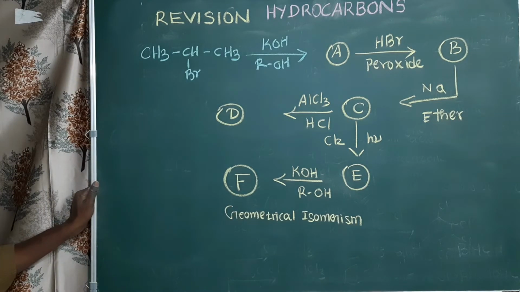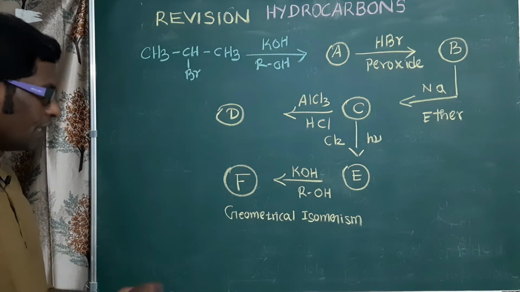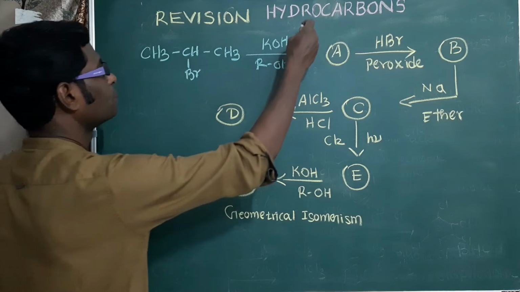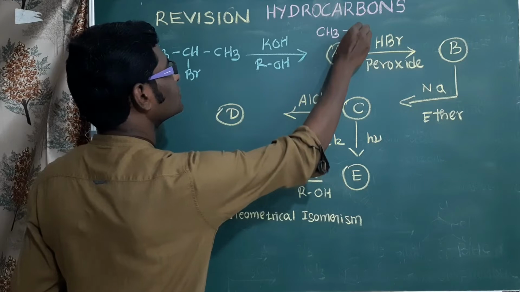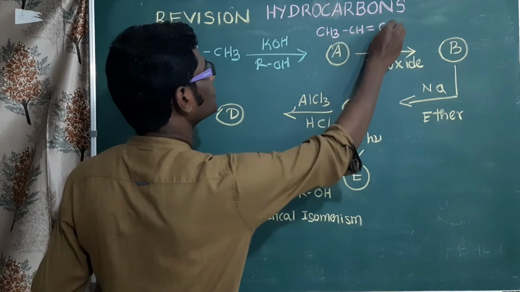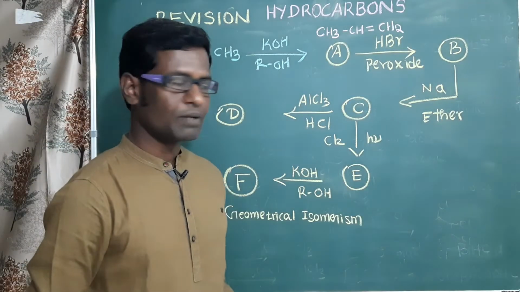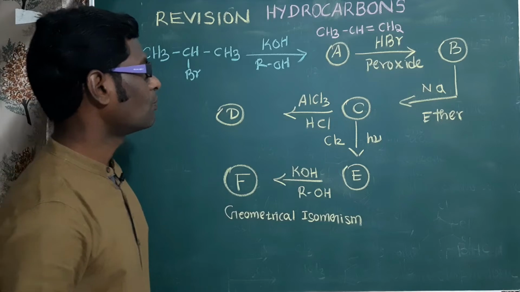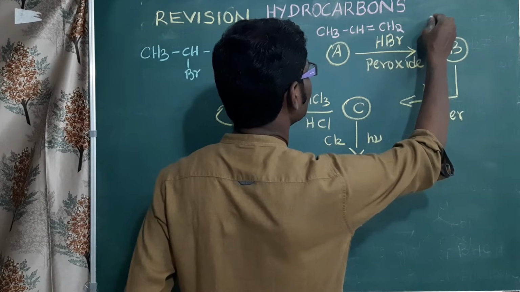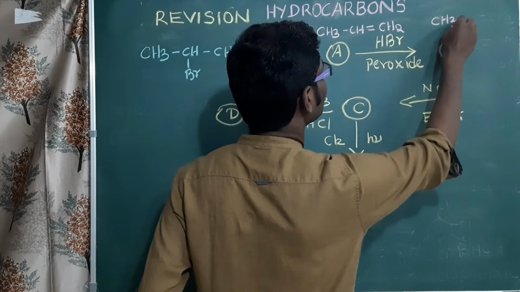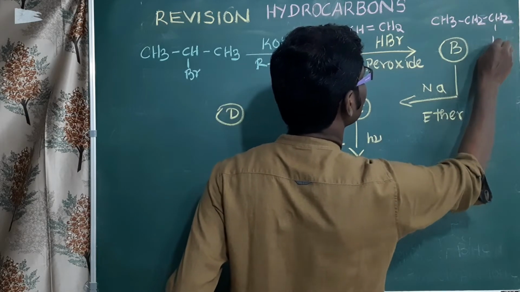2-bromopropane treated with alcoholic KOH undergoes elimination, and we will get propene. What is the structure of propene? CH3, CH double bond CH2. So A is propene. When propene is treated with hydrogen bromide in the presence of peroxide, the name of this reaction is the anti-Markovnikov rule, and we will get 1-bromopropane, CH3, CH2, CH2Br.